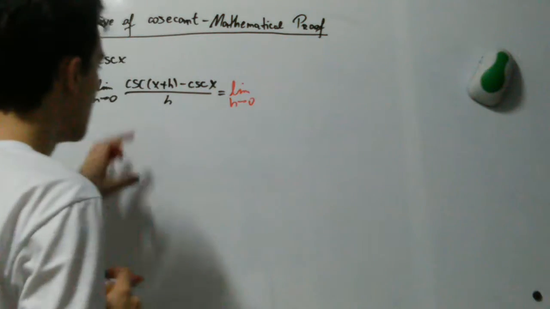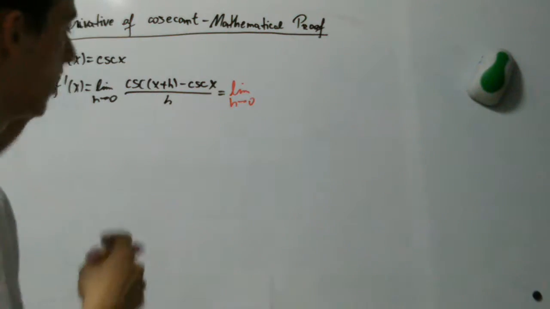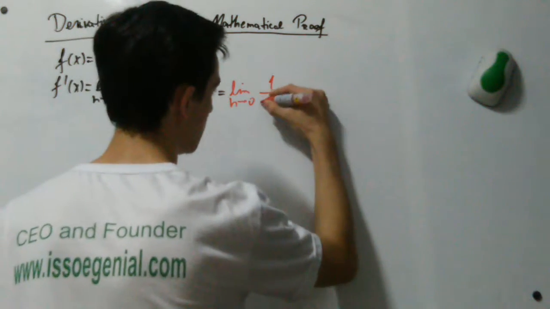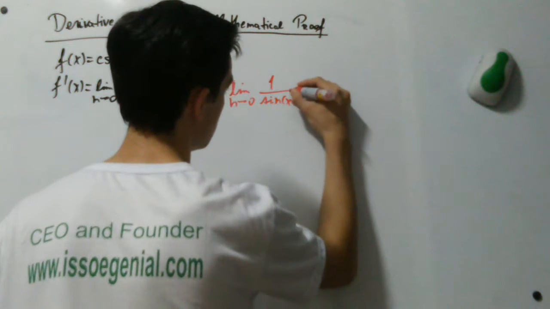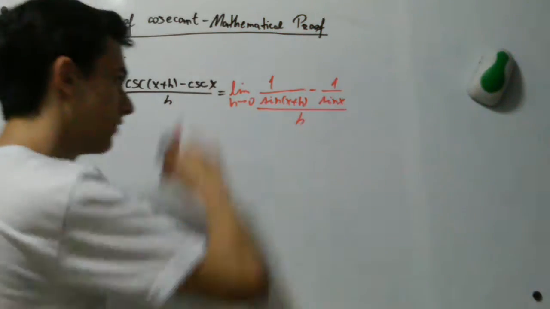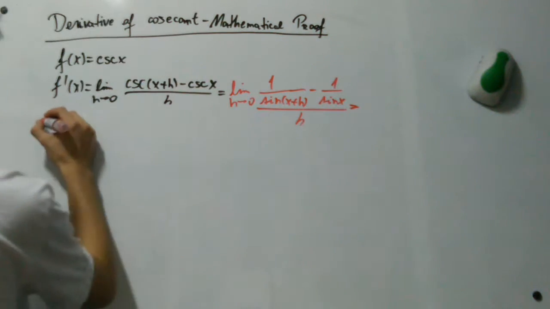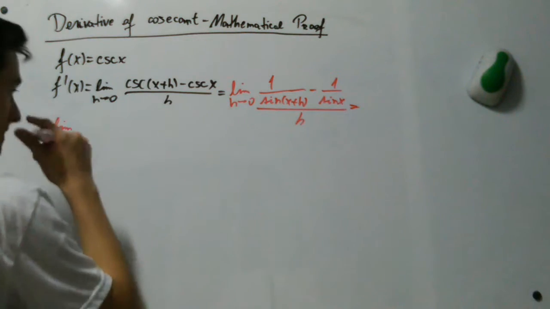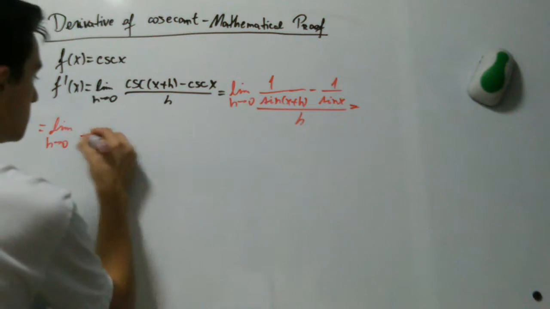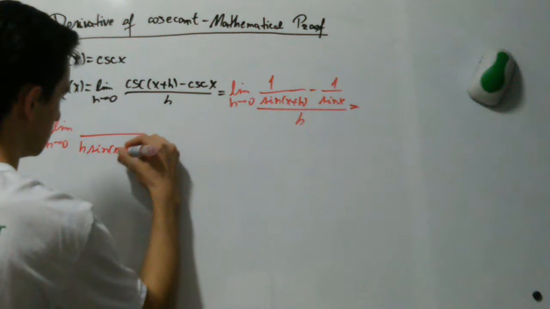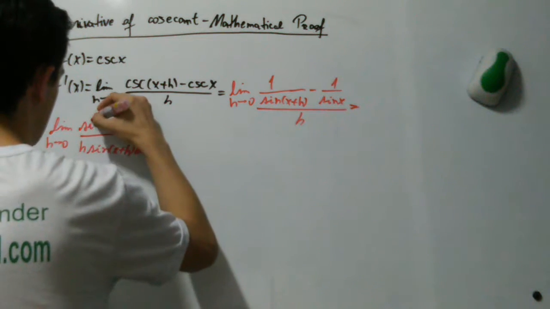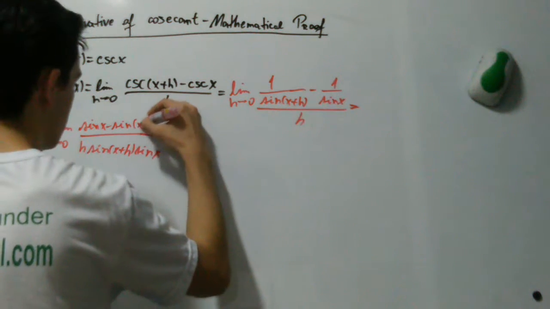And this is equal to the limit when h approaches 0. And then remember that the cosecant of x is 1 over sine of x. It's the reciprocal of the sine. So this is 1 over sine of x plus h minus 1 over sine of x, all of this divided by h. This is equal to the limit when h approaches 0. And now we're going to take the least common multiple between sine of x plus h and sine of x. So this is h times sine of x plus h times sine of x. And in the numerator, we are going to have sine of x minus sine of x plus h.